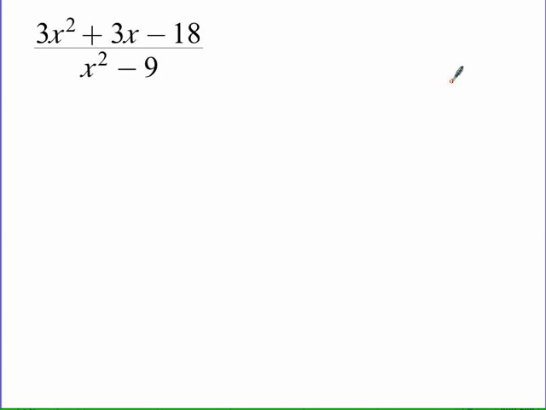Now, the nice thing about multiple choice is you've always got the answer there, so we kind of know where we need to go. First of all, on the top, what do you notice about that top? They're all divisible by 3, so let's take a 3 out. If I factor a 3 out, that leaves me with x squared plus x minus 6.